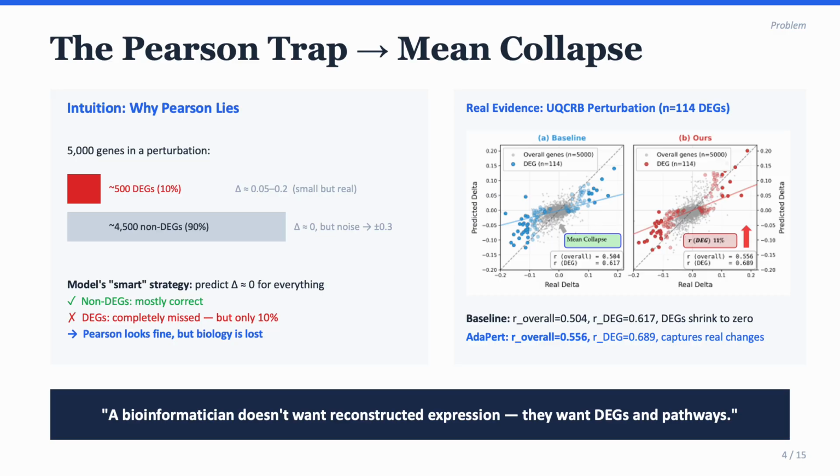So this is a problem because DEGs are defined by their difference from the control. As you can see in the figure, while the baseline's DEG predictions tend to collapse to zero, AdaPert, on the other hand, actually captures the real biological shifts, and we think that's what biologists really care about.